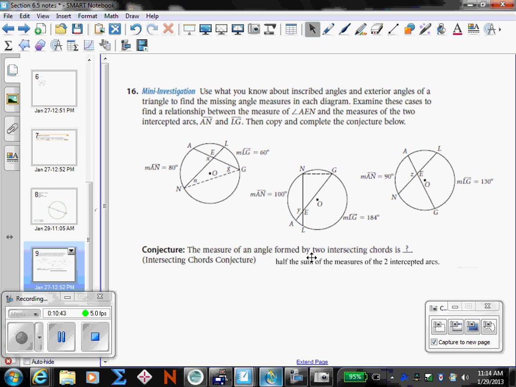And there is your intersecting chords conjecture. That completes this lesson. I'll see you in class.